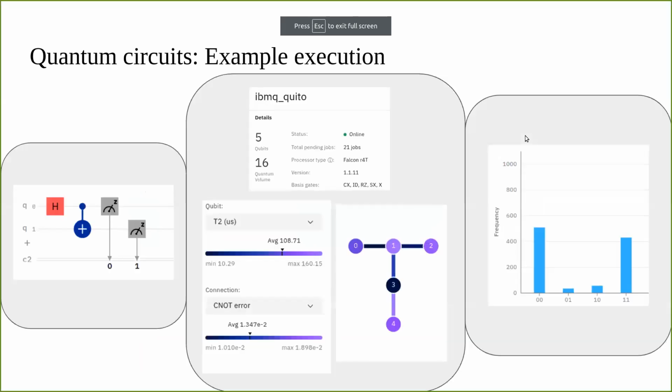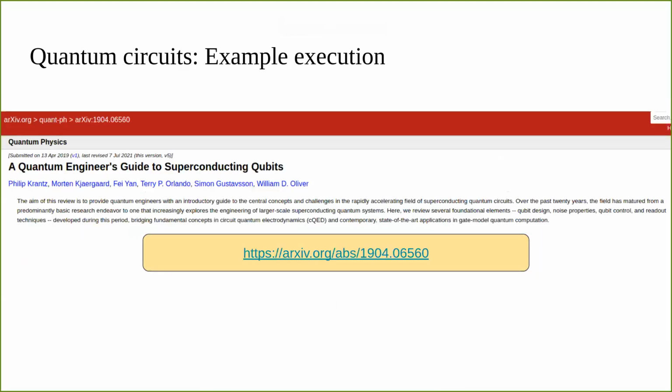I'll skip this next one, which was just a summary of what I showed. And just to mention briefly, as an aside, if you're interested in what really happens in superconducting qubit quantum computers at a lower level, what the physics is, then I would recommend this reference, A Quantum Engineer's Guide to Superconducting Qubits, and you can find it at this link on the arXiv here.